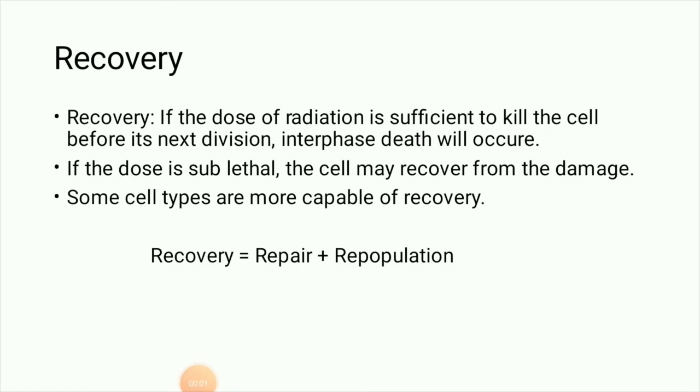Okay, for recovery, if the dose of radiation is sufficient to kill the cell before its next division, the phase that will occur, for example, is a cancer cell. So we need to make sure the cancer tumor receives enough radiation dose. But if the dose is sublethal, the cell may recover from damage. For example, in our healthy tissue, we need to make sure they have enough time to recover themselves. So we need to use these two consequence factors to make sure the cancer cell will die, and then we can preserve the healthy tissue. This is the recovery formula, which is the repair and repopulation as a function of time.